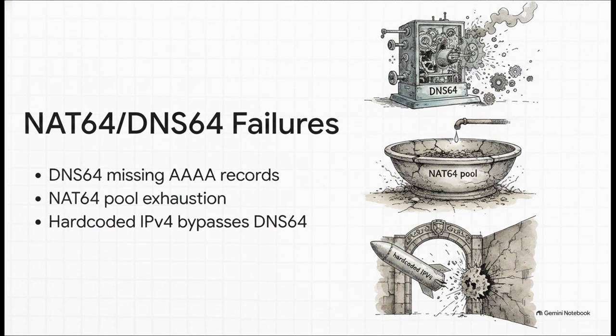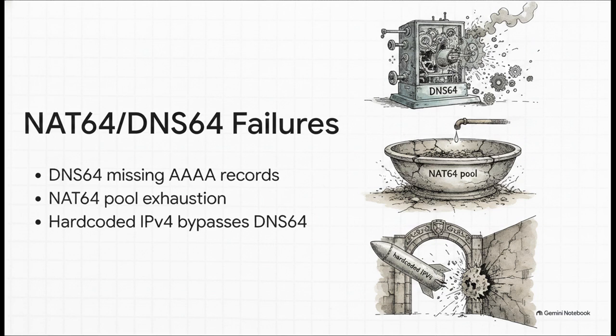So when you are trying to bridge modern IPv6 clients over to legacy IPv4 servers, NAT64 and DNS64 are actually brilliant tools. DNS64 spins up fake AAAA records to trick the client, and NAT64 handles the actual packet translation at the gateway. But man, they can fail silently in a few really frustrating ways. The DNS server might choke and fail to return those synthesized records, or the NAT64 gateway might just completely run out of addresses in its pool.